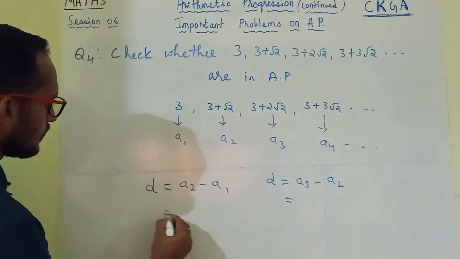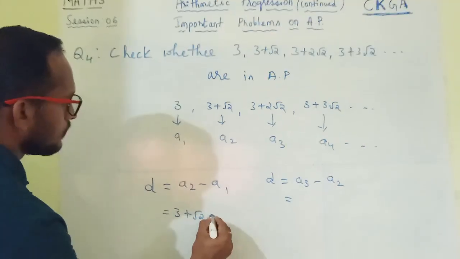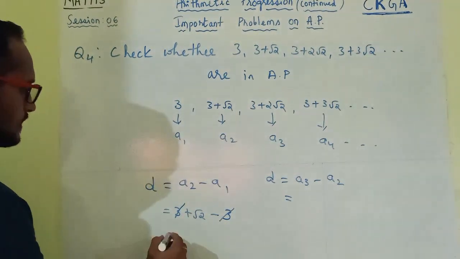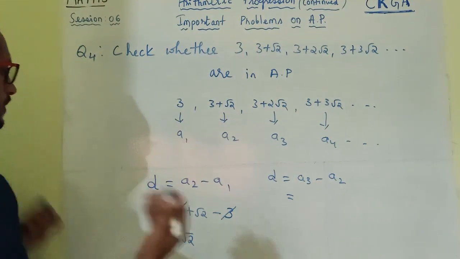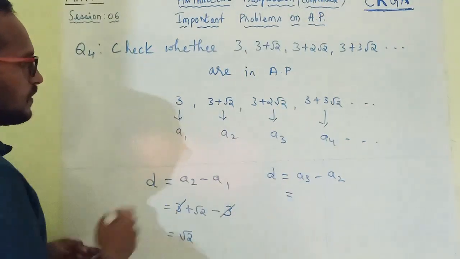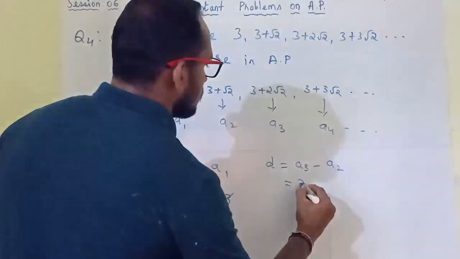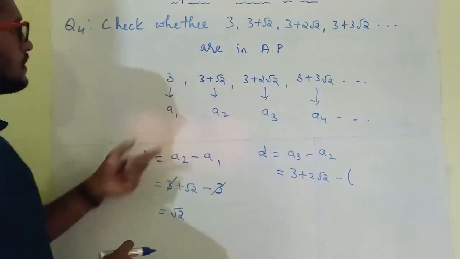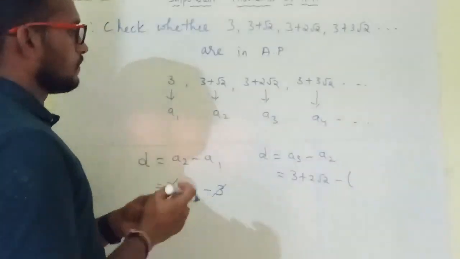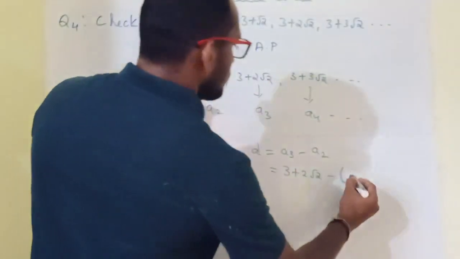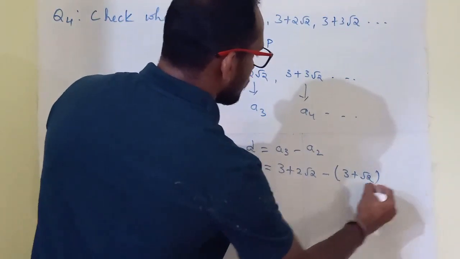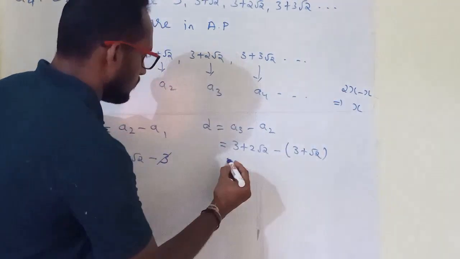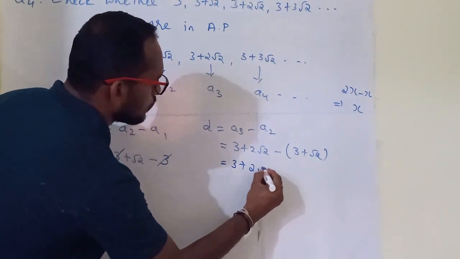A2 is what you have here: 3 plus root 2 minus A1, which is 3. Since 3 and minus 3 cancel each other, you get the common difference as root 2. Let me do the next one here. A3 you have here, 3 plus 2 root 2, minus A2. Since A2 is a binomial, use a bracket for it: minus 3 plus root 2. Multiply by minus to remove the bracket. That is 3 plus 2 root 2.